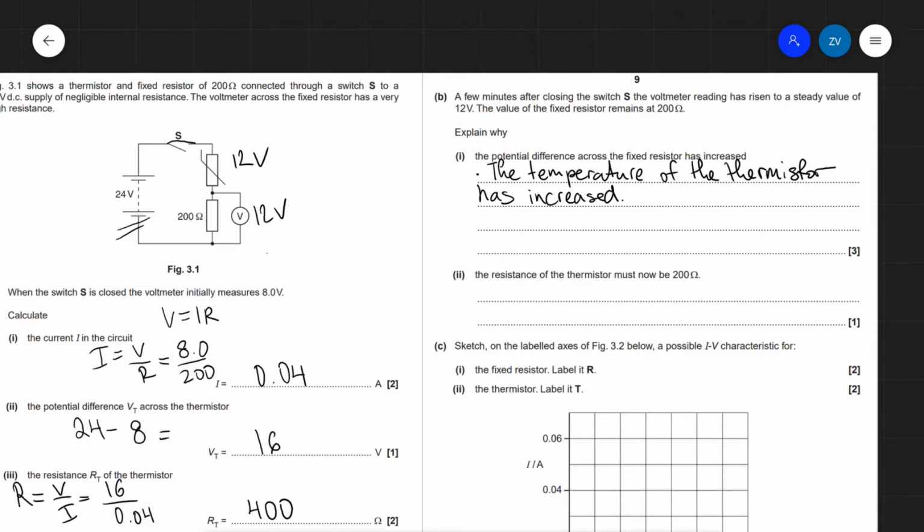Now, what happens when the temperature increases? Remember, the graph for resistance against temperature for a thermistor looks like this. So this means that as T increases, the resistance decreases. So this would mean that the resistance of the thermistor has decreased.